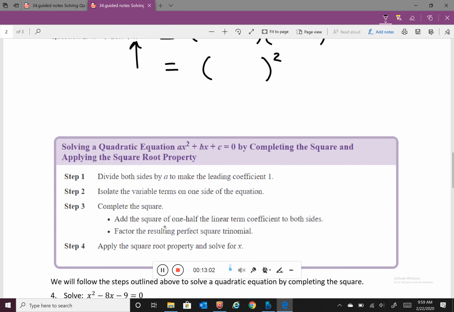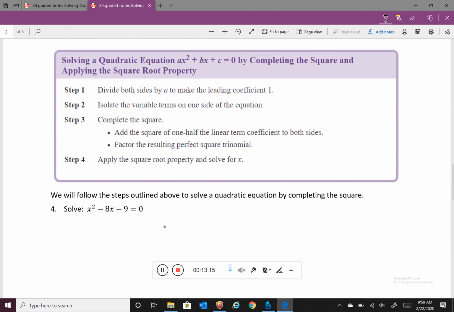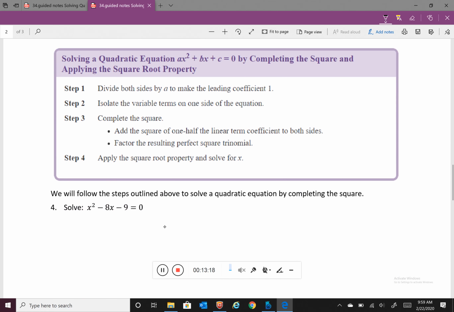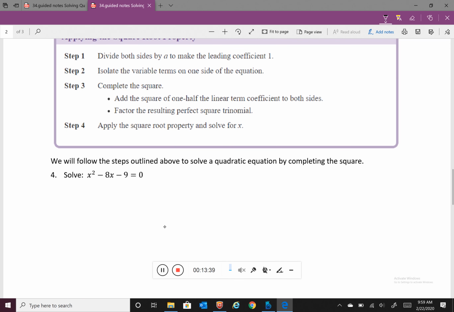So now we're going to actually take the work that we've been doing and use this to solve a quadratic equation by the method of completing the square and then applying the square root property. So the first step we're not going to have to utilize for our first two examples here, because a will be 1. We'll see that. But then step 2, we will always have to make sure that the variable terms are on one side of the equation and the constant is on the other. And then we're going to follow the steps to complete the square.